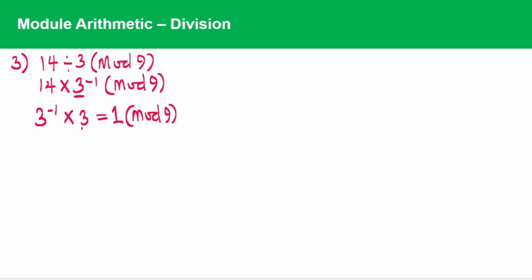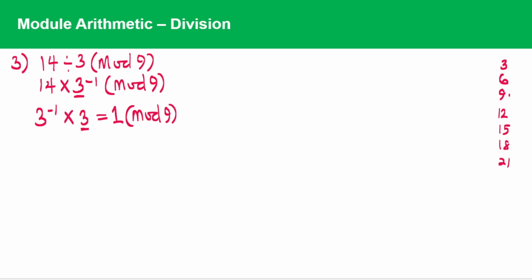So let's see if we will have such a number. Remember again that such a number must meet two conditions. Number 1, it must be divisible by 3. Number 2, it must leave us a remainder of 1 when divided by 9. Let's see if we have such a number. The first multiple of 3, or the first number divisible by 3, is 3. We also have 6, then 9, then 12, then 15, 18, 21, and so on.